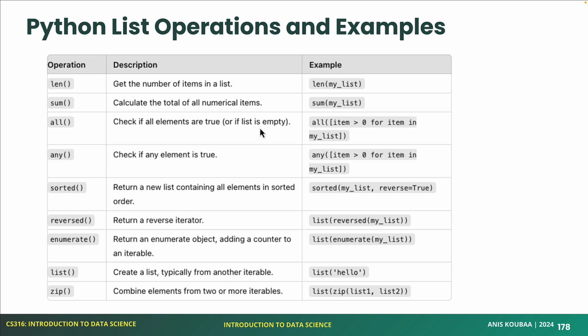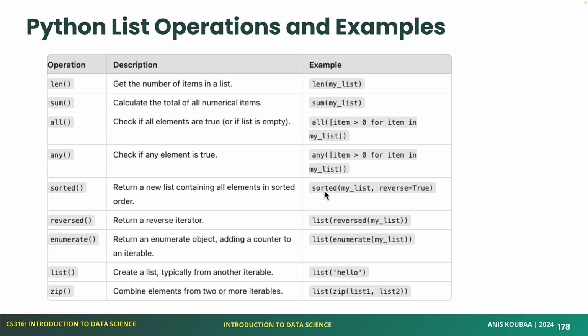This is a summary of possible operations that you can execute with a Python list. Like you have length to get the number of items, and this is how to use it: len(my_list). If you want to take the total sum, you can use sum if you have a list of numerical values. You can use max if you have numerical values, min also. All checks if all elements are true. Any checks if any element is true, greater than 0.